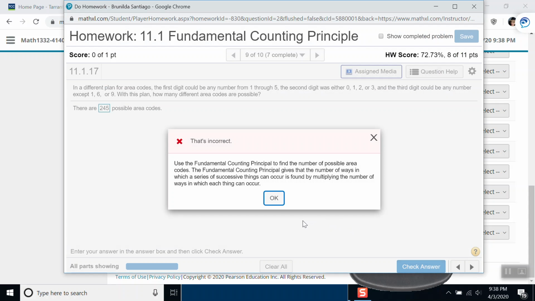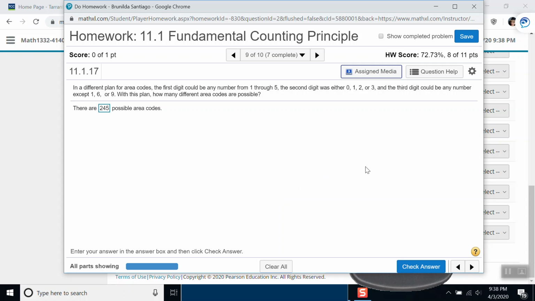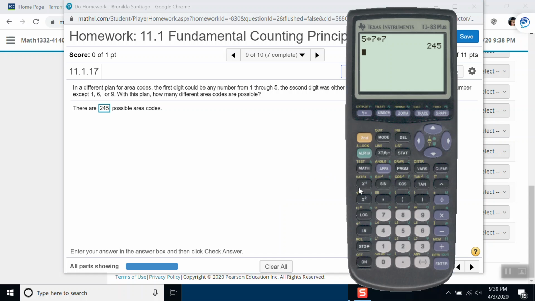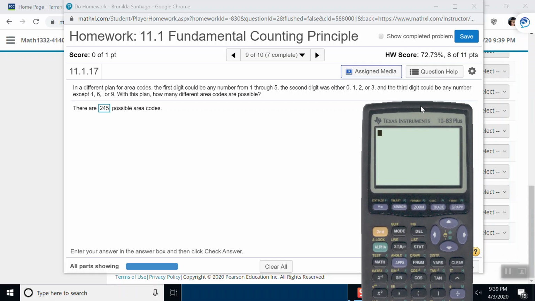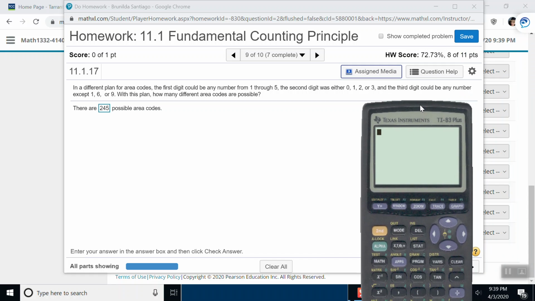Oh, what did I do wrong? Let me see. I like to write this down better, but let me see if I can do this with Dora. I'm trying to stay with this video and not go to paper. So let's do it again in a different plan for area codes.